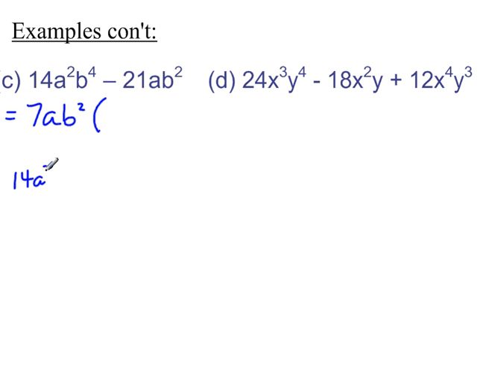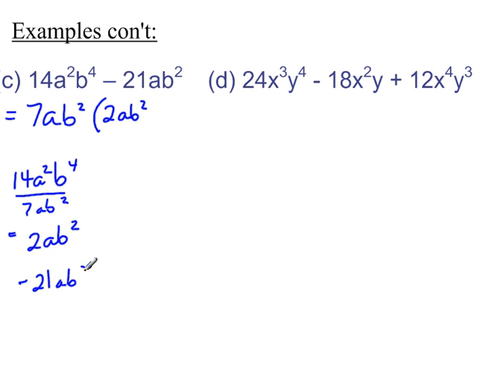So what's 14a squared b to the 4 divided by 7ab squared? You'd be left with 2ab squared. Because remember, when you divide, you're using the division rule and you subtract exponents. So this would be 2ab squared. And again, if you need to for this one, write it out. Be careful with this one because you've got a negative. So negative 21 divided by 7 is negative 3. And in this case, the a's cancel out and the b's cancel out. And that would be your final answer.